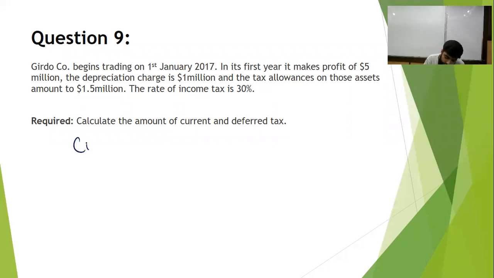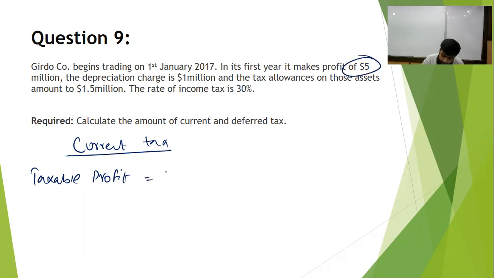First of all, let's calculate the current tax. It is quite easy to calculate the current tax because to calculate the current tax, we need taxable profit. The profit which is given is $5 million, and remember that this profit is after the accounting depreciation is already deducted. So we need to add back the accounting depreciation, that is 1,000, and we'll deduct the tax depreciation or the tax allowance, that is 1,500. So let's calculate the taxable profit for the year.